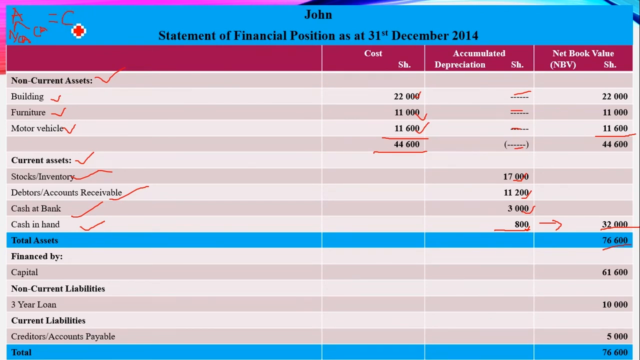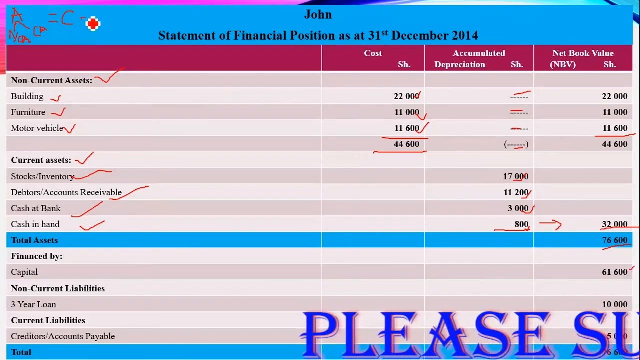Capital is what will follow. So capital, that is under financed by section. Capital was 61,600. We don't have drawings, we don't have net profit, we don't have net loss, which are the items that affect capital, and therefore, because it is the only figure, I'm going to take it straight to the last column. There is no need of writing it here and again putting it here, because you cannot write it twice. So you take it straight to the last column, that is 61,600.